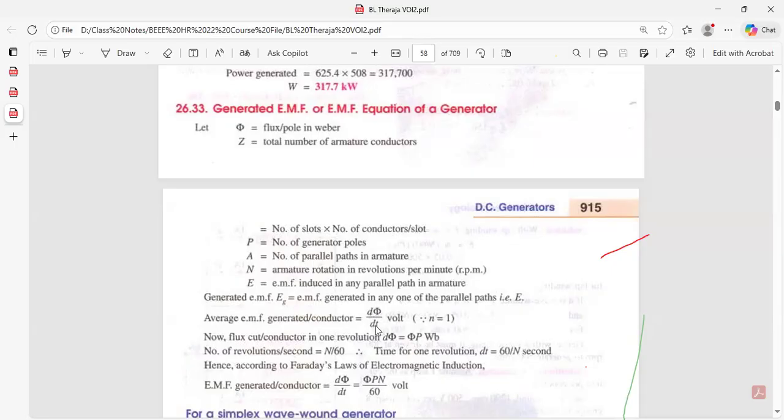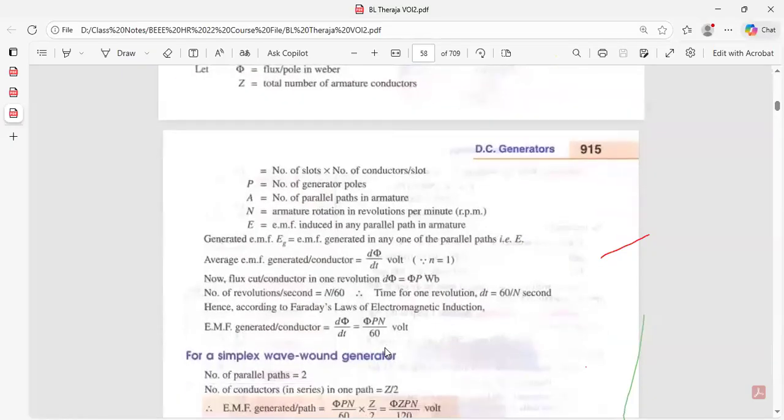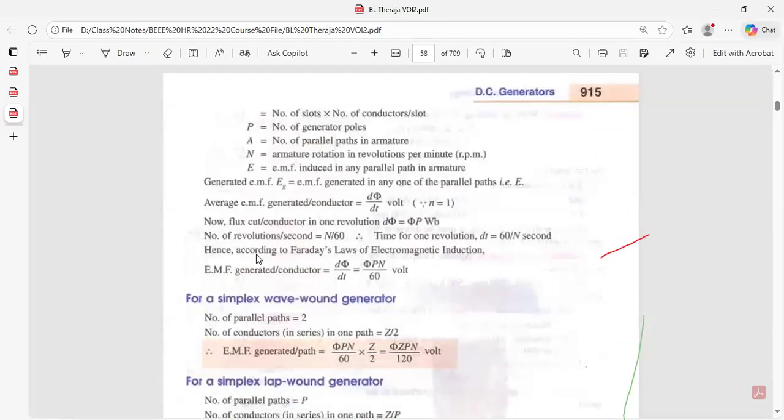Phi P by t. Now in place of t you can substitute 1 by f. 1 by f means f will come to the numerator. Therefore now the equation is phi P into f. What is the frequency? Frequency is equal to n by 60, number of revolutions per second. That is the frequency definition. Now substitute this f here. Then you will get phi P n by 60. This is the voltage generated for one conductor.